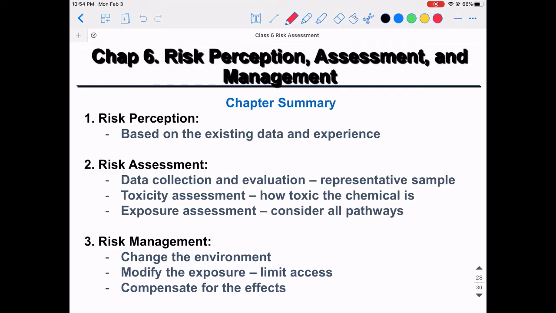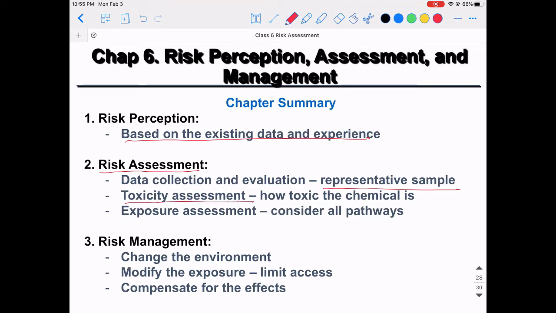So let's do a summary. So basically, during this lecture, we learned about the risk perception, assessment, and management, right? So risk perception is based on the existing data and experiences, okay? So based on the death toll coming from car accidents or from cancer, we can calculate what is the risk. And a more rigorous way for assessing the risk is done by data collection and evaluation.